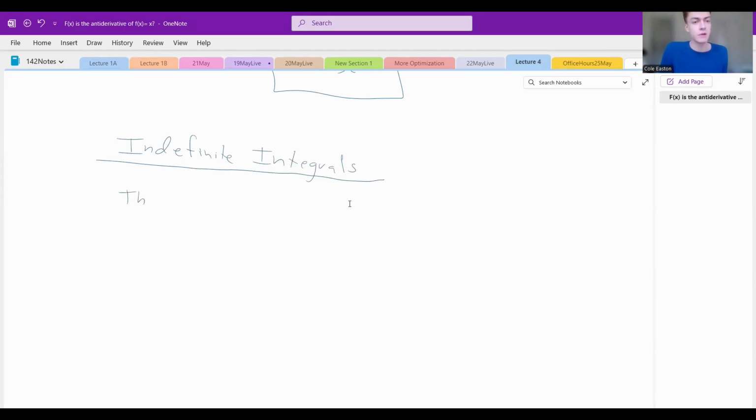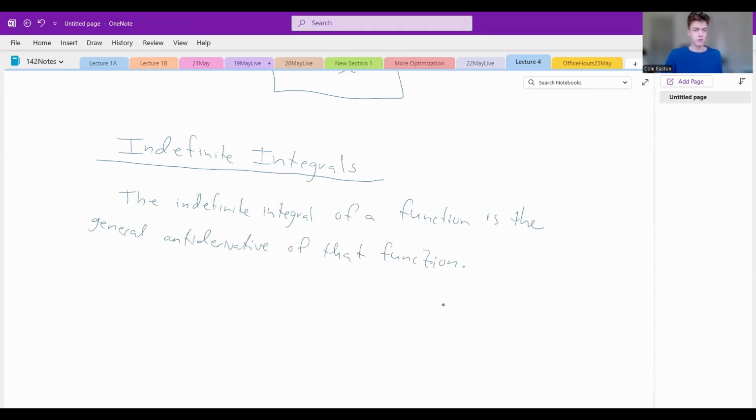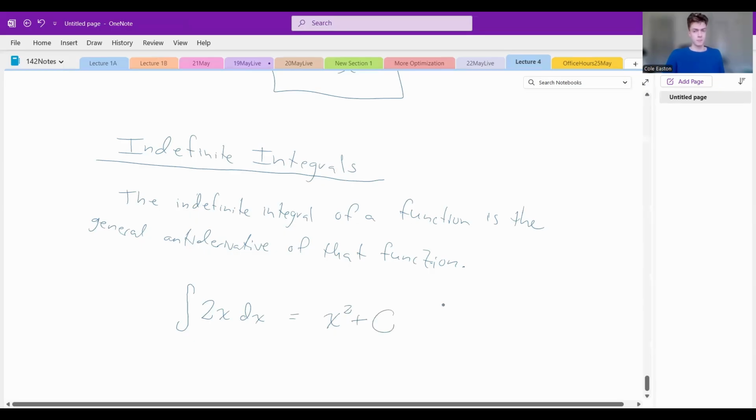And we say that the indefinite integral of a function is the general antiderivative of that function. And we write it like this. So an indefinite integral, we just write the integral symbol with no limits, and then we plug our function inside like this. We include the dx, and then we say that that equals whatever the general antiderivative is. So that's some particular antiderivative plus c, so that we have all of the functions on this right side whose derivative give us the integrand on the left side.